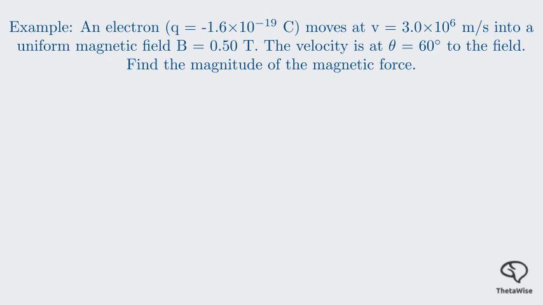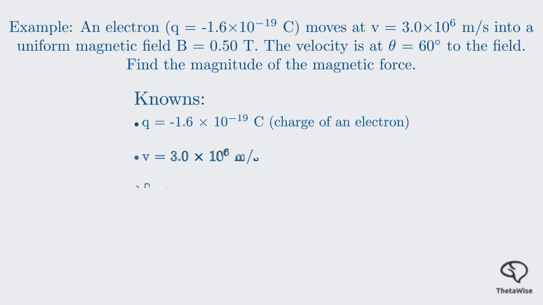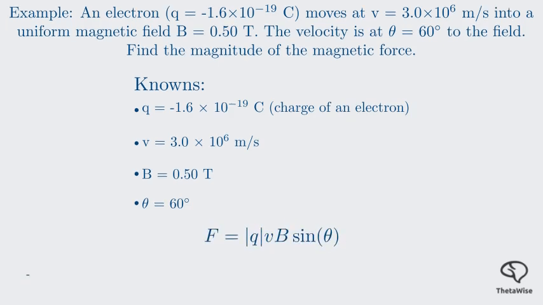First, let's identify what we're given and what we need to find. We know the charge of an electron, Q. We have its speed, v. We know the magnetic field strength, B, and we have the angle theta. To find the magnitude of the force, we use our magnetic force law. The force F is the magnitude of the charge times the velocity times the magnetic field times the sine of the angle theta. It's important to use the absolute value of the charge in this formula when you're just looking for the magnitude of the force.